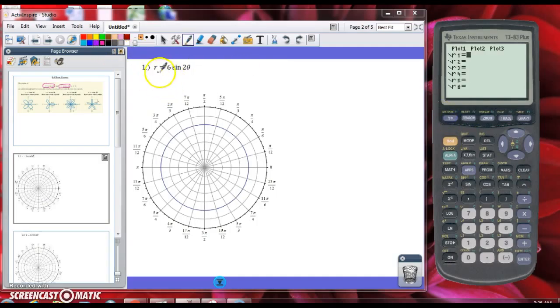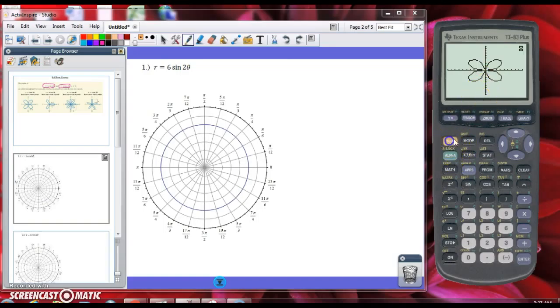So let's go ahead and put this equation in. I've got 6 sine of 2 theta. The theta button is the same place as the x. When you hit it, it'll come up with a theta because we're in polar mode. And now if you hit graph, you'll see what the graph looks like. Okay, so it's going to be 4 petals, which makes sense because it's 2 theta, and because 2 is even, we double it and we get 4. So that's what our graph is going to look like.